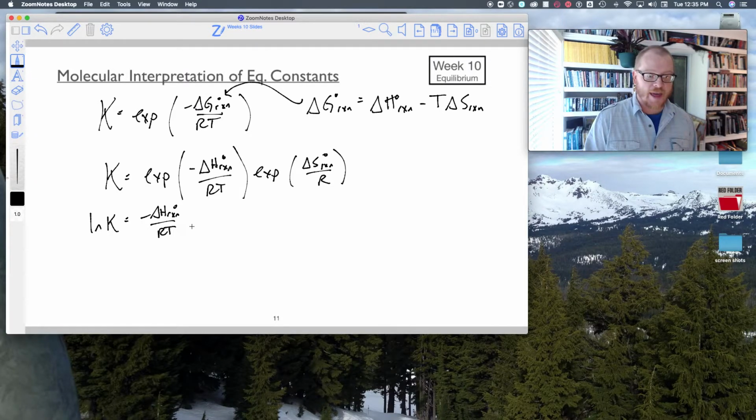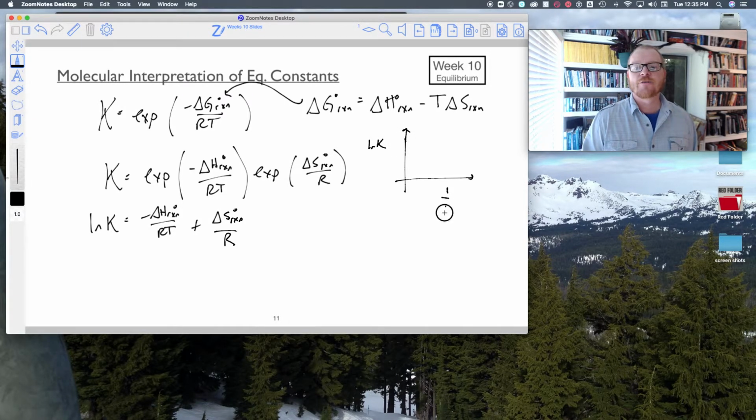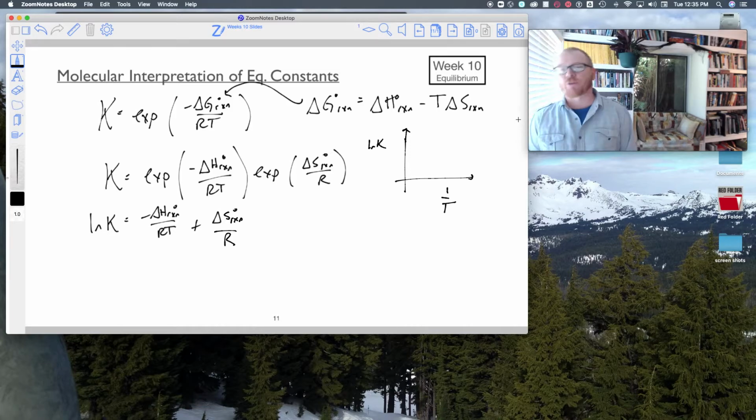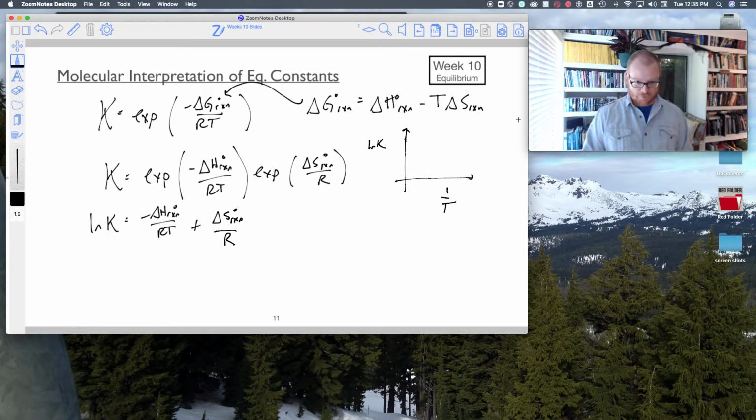plus delta S, oops, I said G, I said S, but I wrote G, plus delta S of reaction divided by R. And of course, if I were to do a graph of the natural log of K versus 1 over T, this would actually help me establish if a reaction is endothermic or exothermic, okay? Because if a reaction is endothermic, I have a negative sign right there, so I would see a negative slope from this.